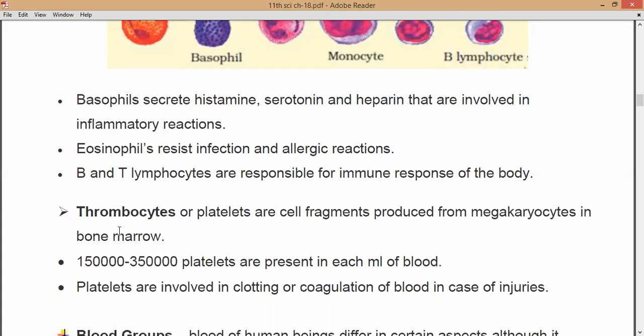In the next lecture, we are going to see the blood grouping systems. The first is the ABO grouping system, and the second one is the RH grouping system.